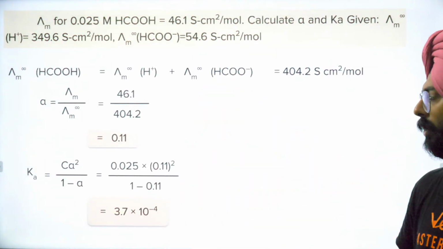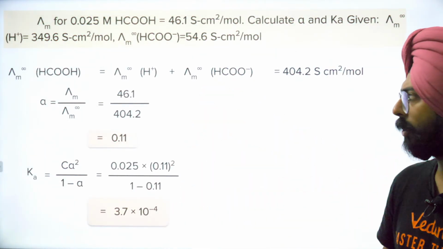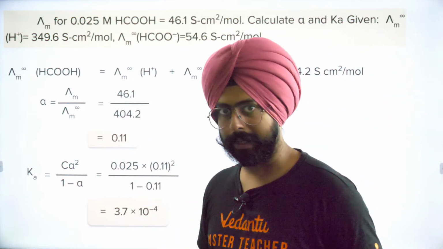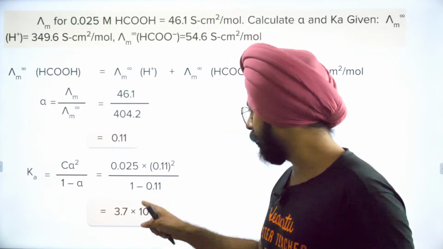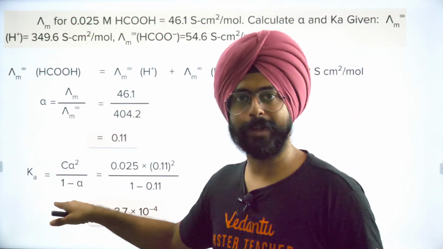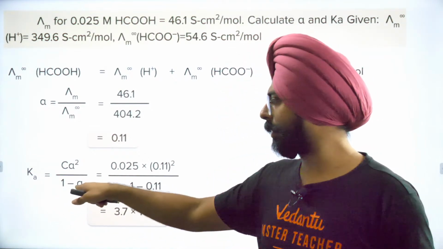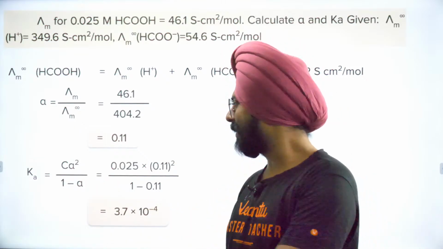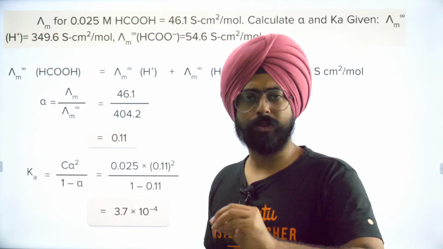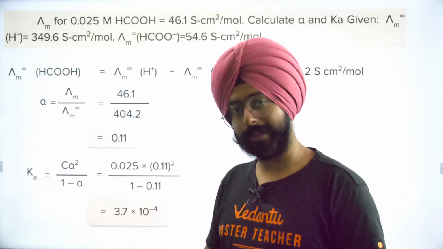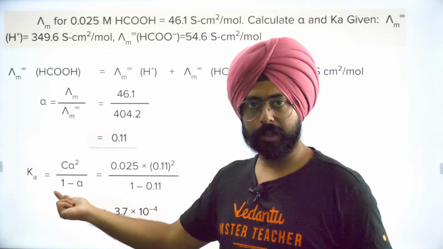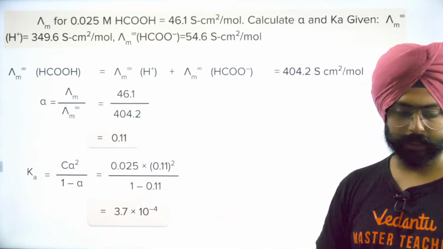This is the solution in case you want to write it down. So alpha comes out to be 11%, and since it is greater than 5%, you cannot ignore it in the denominator. You can ignore it in the denominator when it is 0.05 or lesser. If it is 5% or less, then you can ignore it in the denominator. Otherwise, you have to consider it in the denominator. Once you do that, this will be your answer.